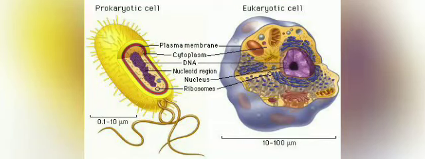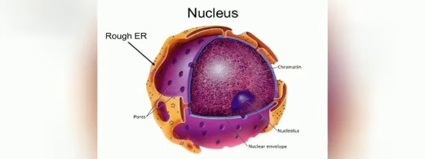Now, you can see the differences between prokaryotic cell and eukaryotic cell, and the main reason is the lack of the nuclear membrane in case of prokaryotes.